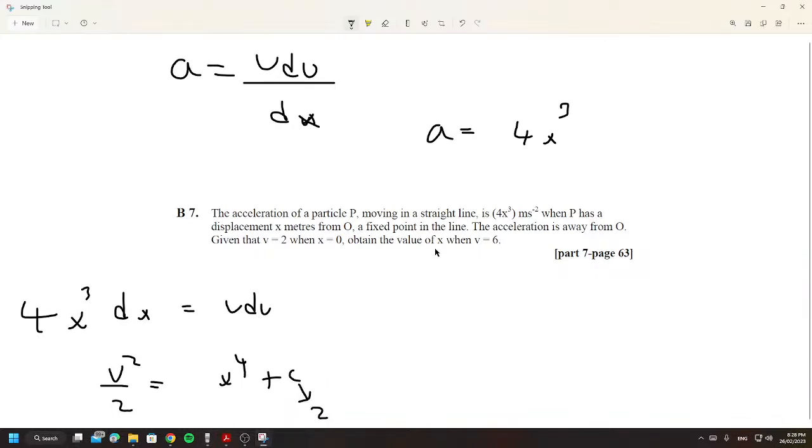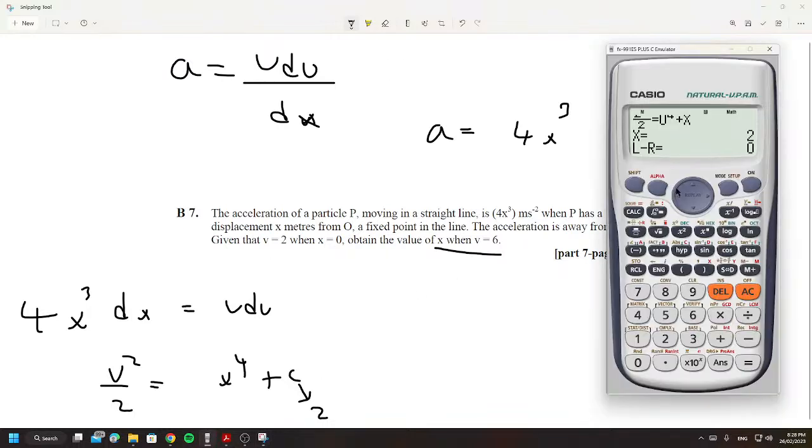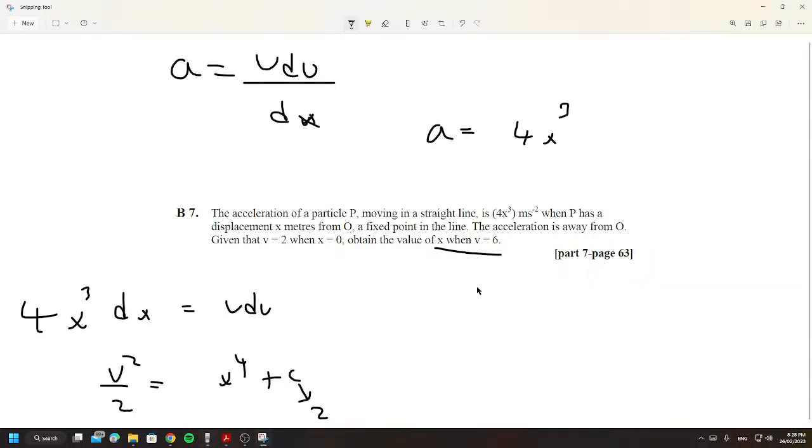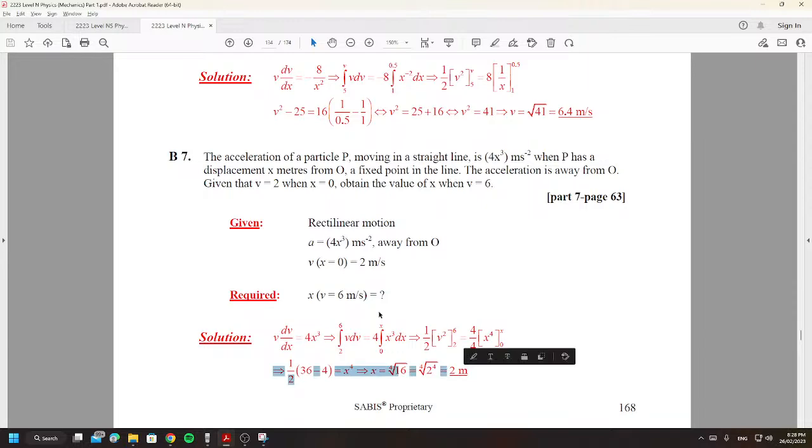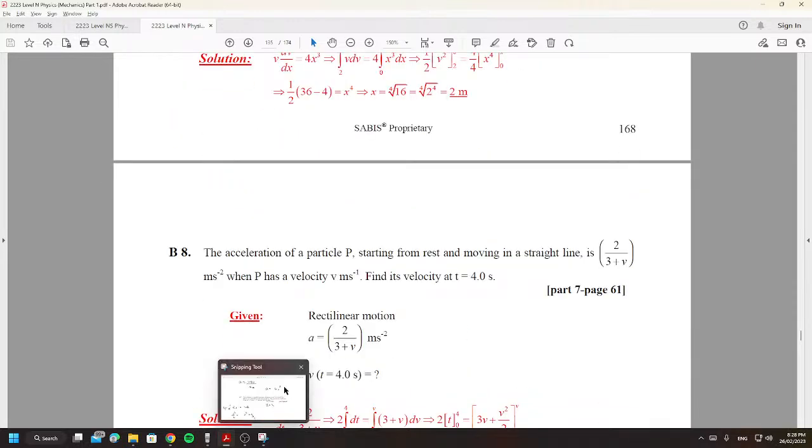Now, we're going to solve for x when v is equal to 6. So here, we know that the constant is now 2. We're going to solve for x, so this is going to be x to the power of 4 when v is 6. So for x, we got x is equal to 2 when v is equal to 6. Am I correct? I am so correct. Okay, I'm actually solving this. Wow.